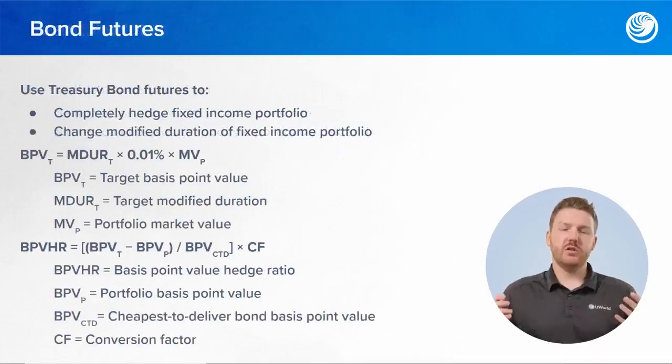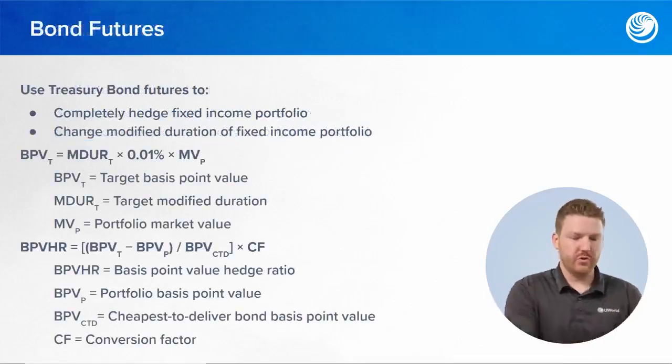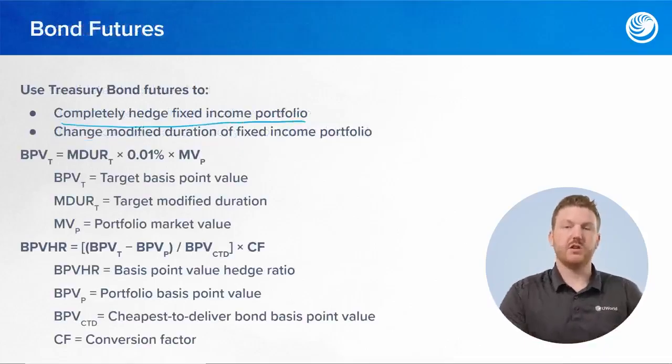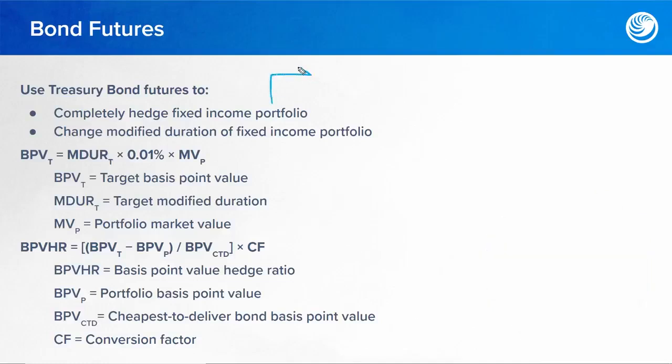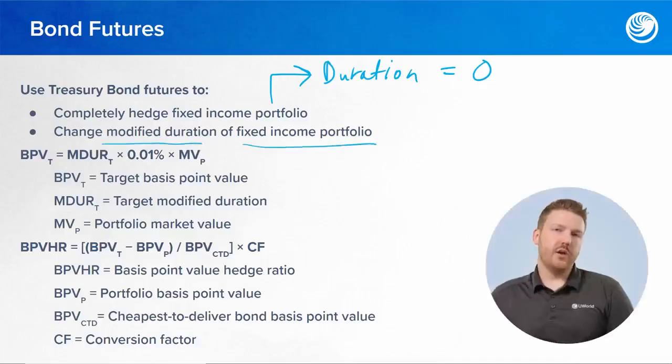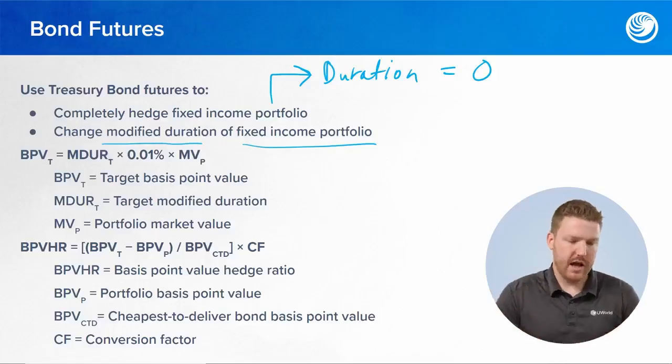We can use Treasury bond futures to completely hedge a fixed income portfolio. And what we mean by completely hedge the portfolio is basically convert its duration to 0. Or we could just change the modified duration of a fixed income portfolio to some other value. And in order to do that, we can use these formulas on this slide.